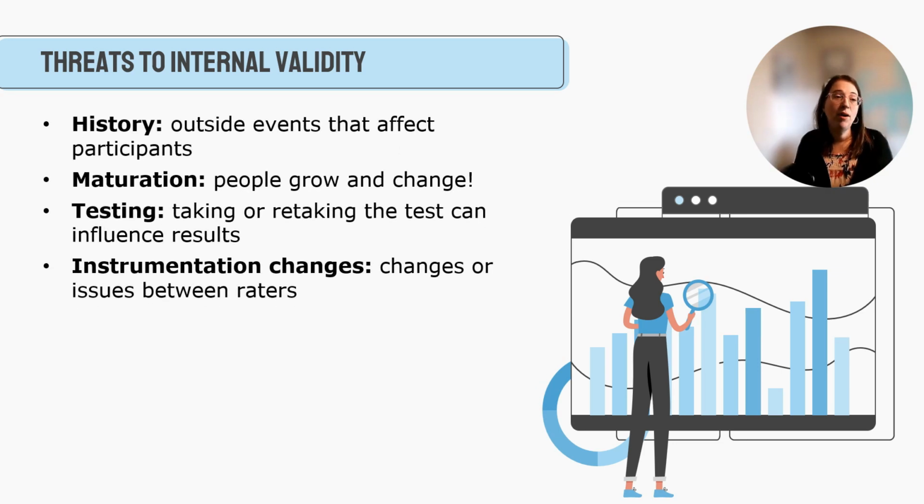So there's a number of threats to internal validity. There's a lot of great websites with an overview of this as well if you're struggling, because this can be kind of a challenging concept to think about all the different threats that there are. But some of the ones that we commonly talk about are things like history.